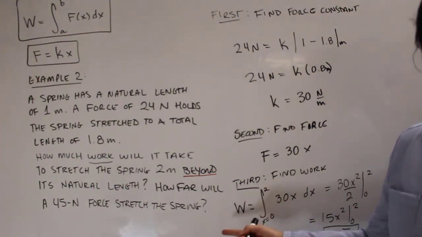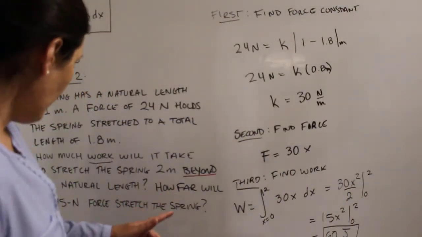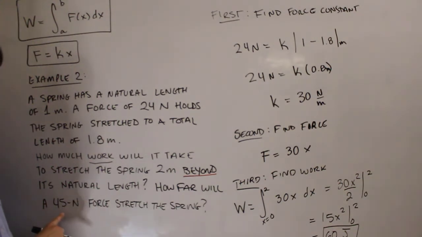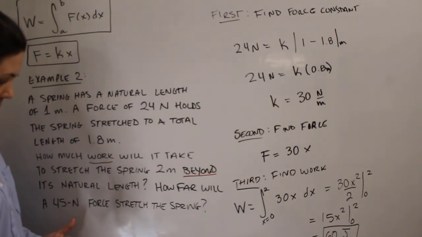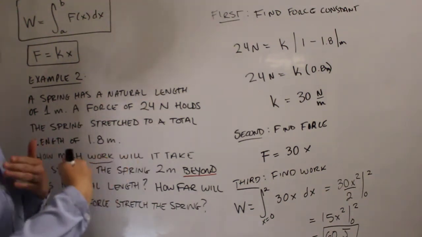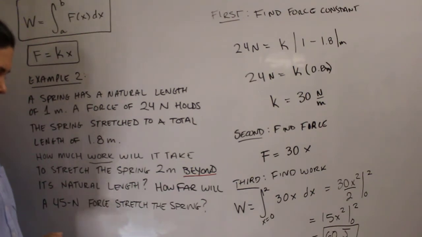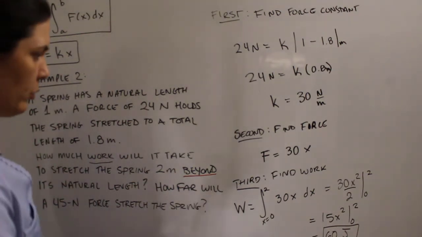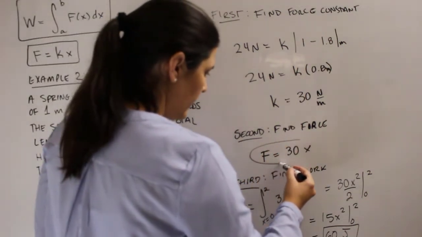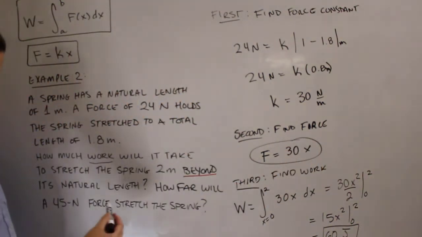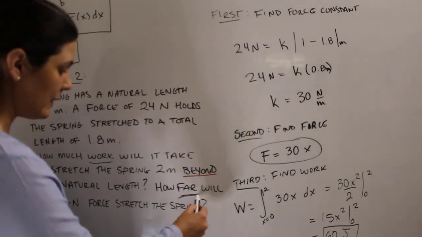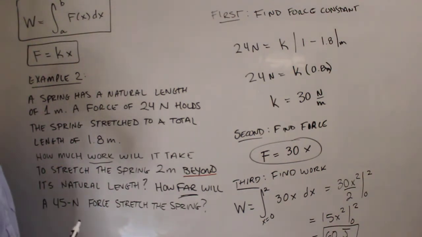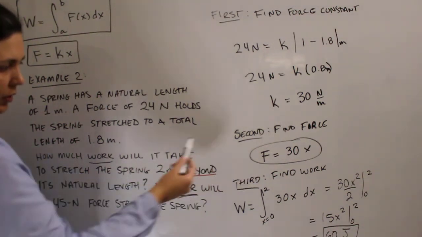Now, let's keep going because there's a second part to this question. How far will a 45 Newton force stretch the spring? So this time we know the force being applied is 45 newtons, but we want to know how far it stretched. What's that length? So for this last part of the question, we can actually just go back to right here. We have this nice formula we came up with for force because it says if this is our force, how far, what's the distance? So translate that as like a length or distance.